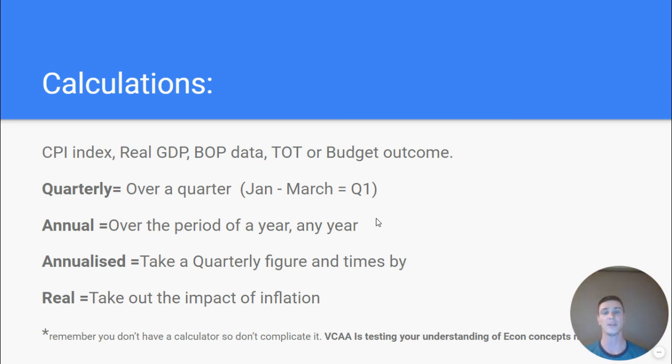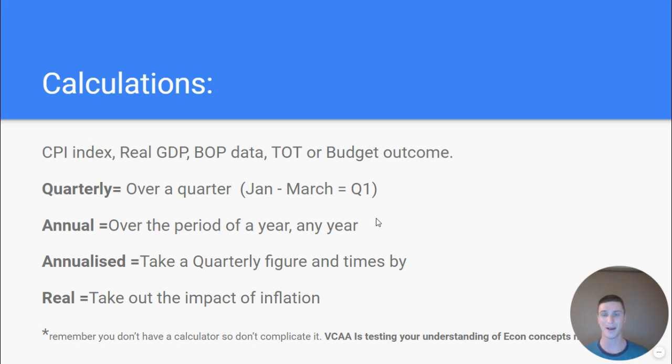Calculation. There is almost always one, maybe two, maybe three calculation multiple choice questions. In my time, there've always been multiple choice questions, so you never have to show your workings or any of that. A couple of things to remember. Usually we're calculating the index or inflation. We might use the index to calculate the rate of growth or the inflation rate. Sometimes GDP, very rarely. Balance of payments data, yes. Current account and CAFA. The terms of trade, and the budget outcome. We're going to do an example of each.